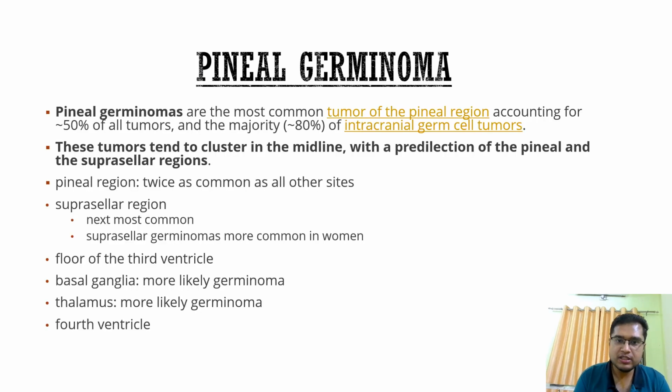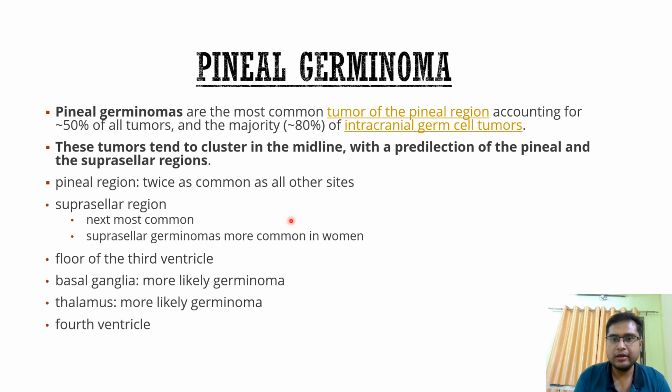So pineal germinomas are the most common tumors in the pineal region, accounting for 50% of all the tumors and the majority of the intracranial germ cell tumors, that is 80% of them. And they cluster in the midline with predilection to the pineal and the suprasellar regions. Pineal being the most common, and next common is the suprasellar region.